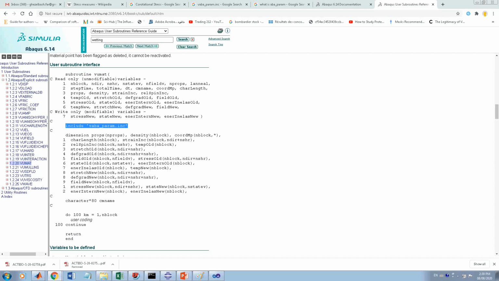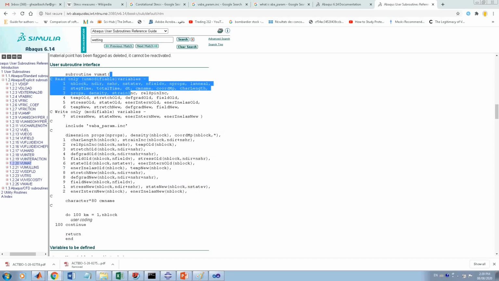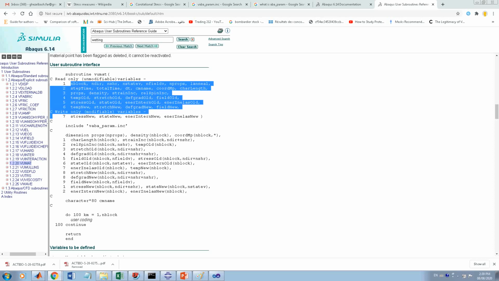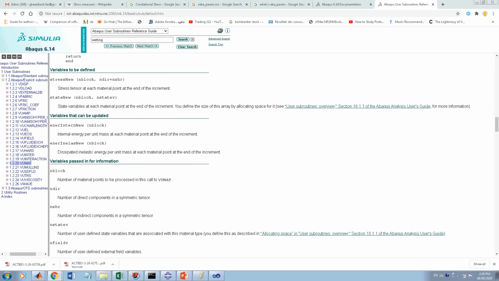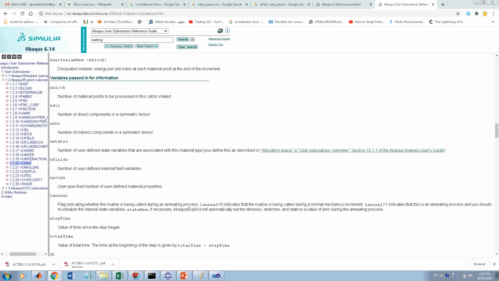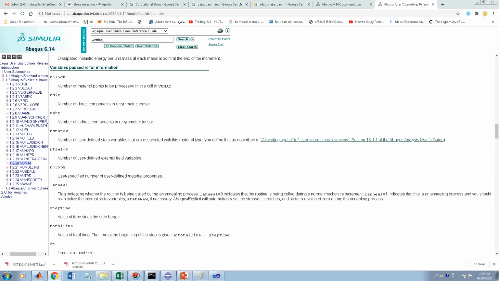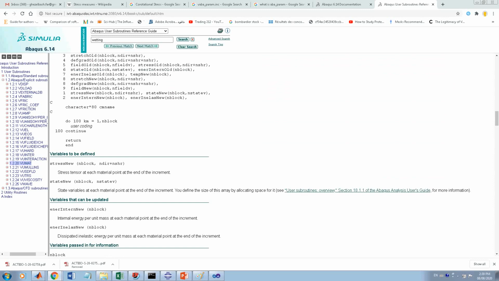Here you declare variables, and these are different variables. If you want to know what these variables are, for example, nblock, ndir, whatever, there is an explanation here. So these are the input variables. You can see the list of it here in the Abaqus documentation, but in our example we just need one or two of them. The things that you should define are stress new or state variables, these two. But we don't have state variables here, so we have only this one.